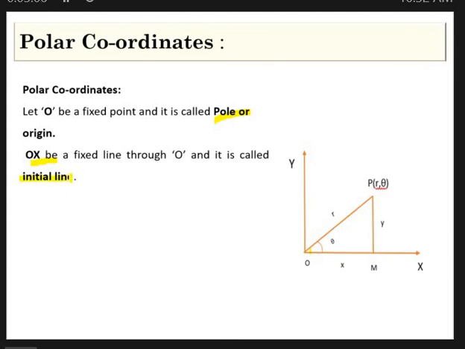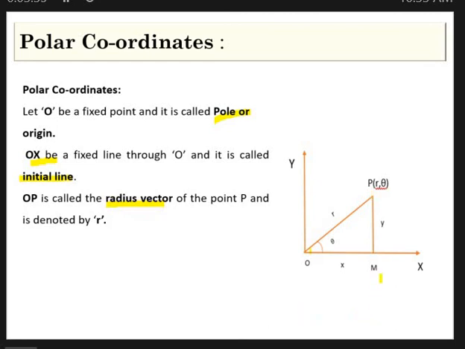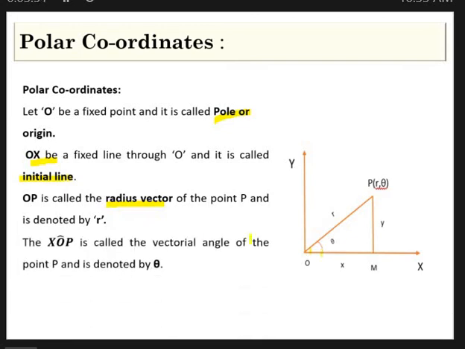Initial line is nothing but the x-axis. Then OP. P is any point in this plane and the line joining OP is called the radius vector, and that is denoted by r. So r is the radius vector. Then the angle POM, that is, the angle between the radius vector and the initial line, is equal to theta. That is called the vectorial angle, and XOP is denoted by angle theta.